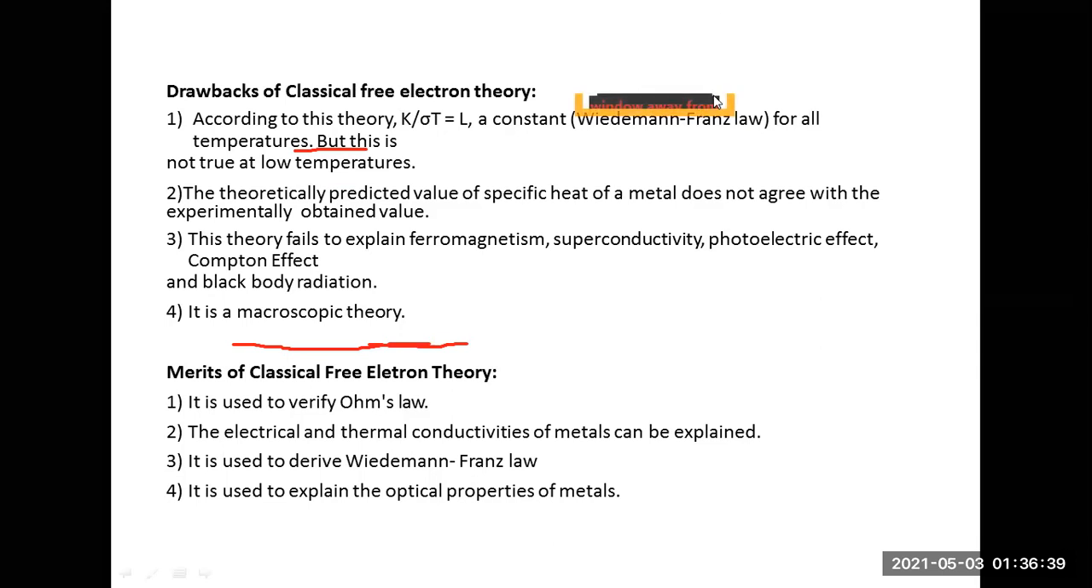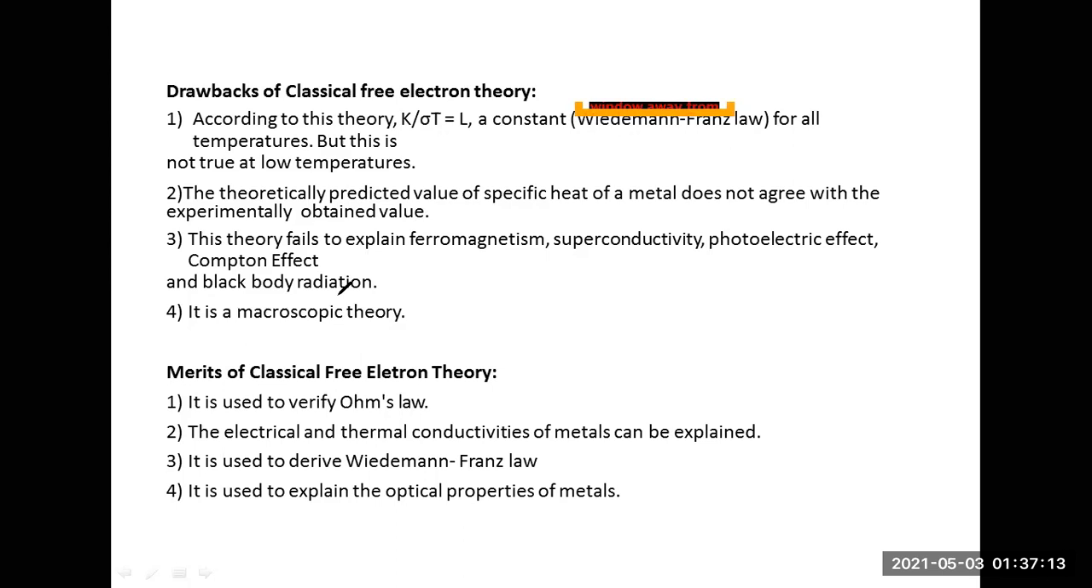The first thing to understand is that the theory fails to explain ferromagnetism, superconductivity, the photoelectric effect and the Compton effect inside the crystal. Also, black body radiation has not been explained clearly with this free electron model. Sir, we haven't studied anything about superconductivity or the photoelectric effect yet, so how can those be the demerits?